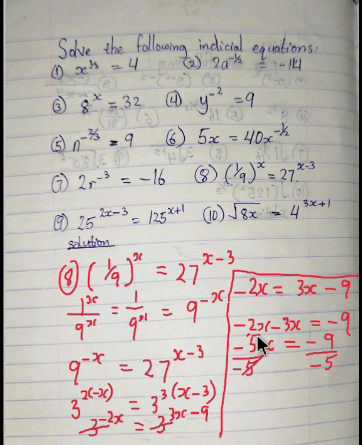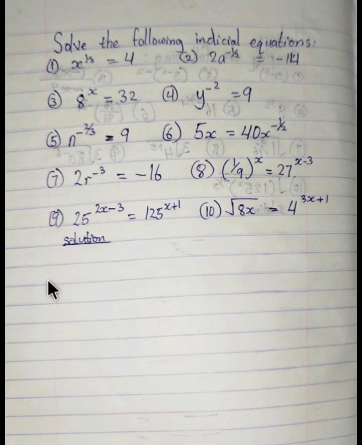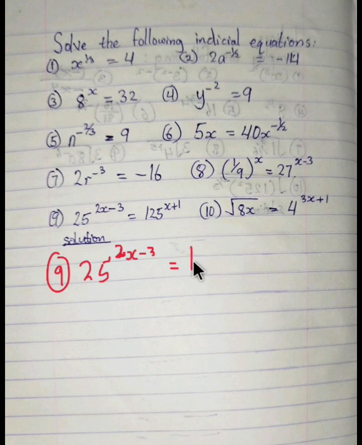So this cancels this. x is equal to 9 over 5, or x is equal to 1 and 4 over 5. Number 9: 25 raised to power 2x minus 3 is equal to 125 raised to power x plus 1.